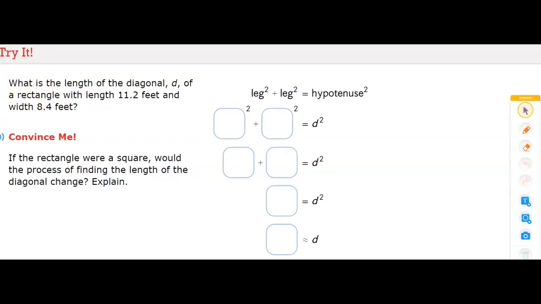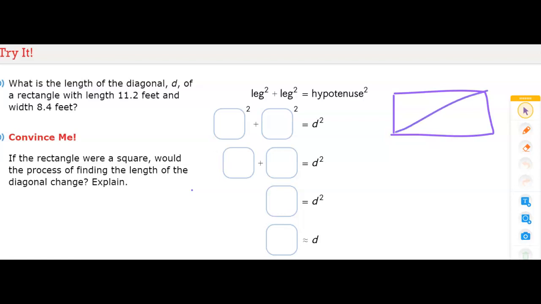What is the length of the diagonal D of a rectangle with length 11 2/10 feet and width 8 4/10 feet? All right, so leg squared plus leg squared equals hypotenuse squared. So what is the length of a diagonal? Let me draw. It says rectangle, so here's a rectangle. And it says a diagonal, so let's draw a diagonal there.